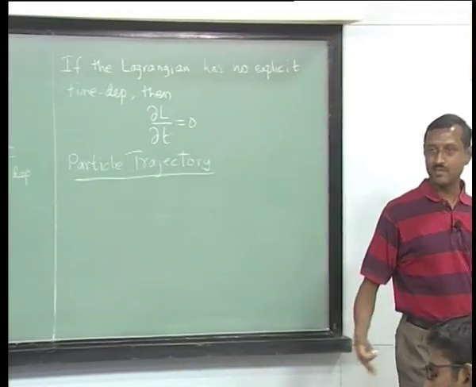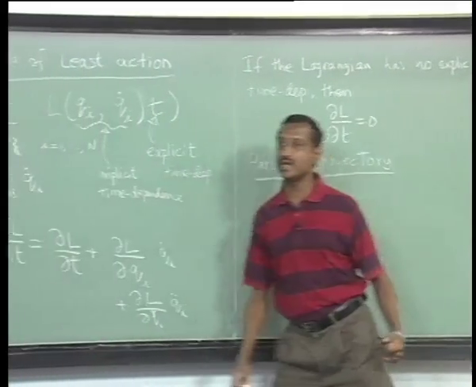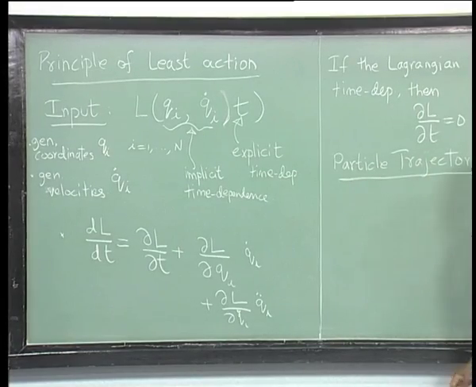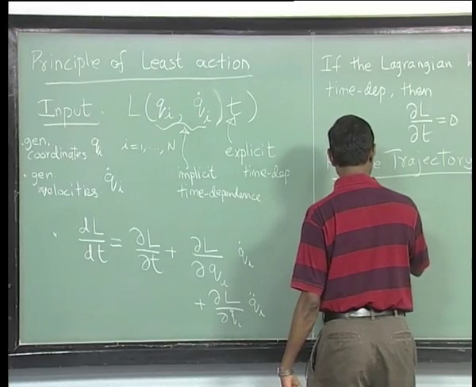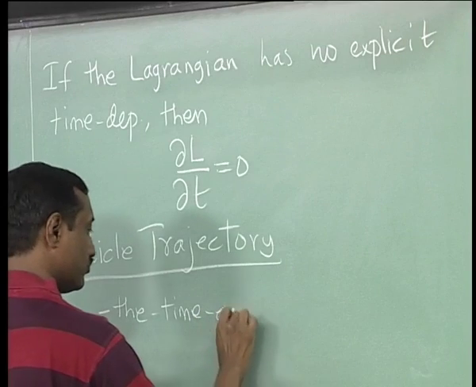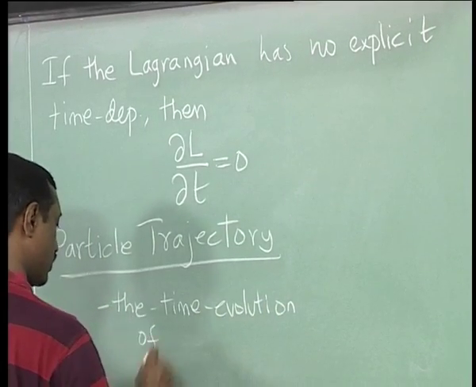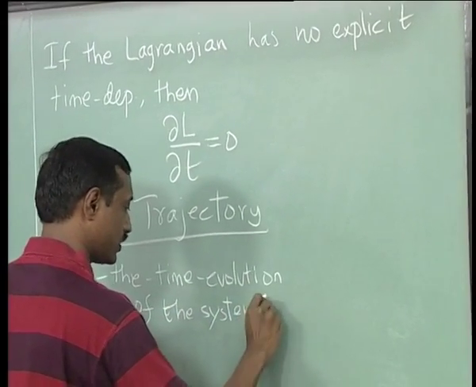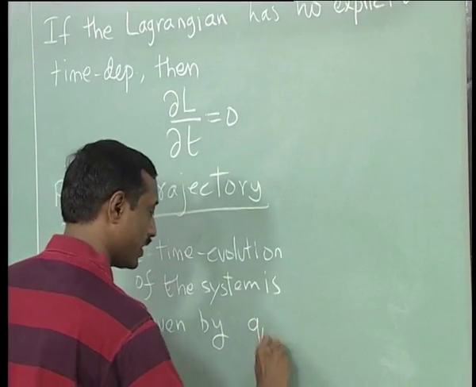which is very simple. It just tells you, if you give me a system with some generalized coordinates, you tell me how q_i varies as a function of time. So, this is just the time evolution of the system is given by some function q_i as a function of t.